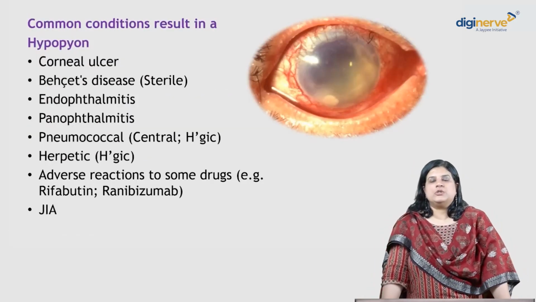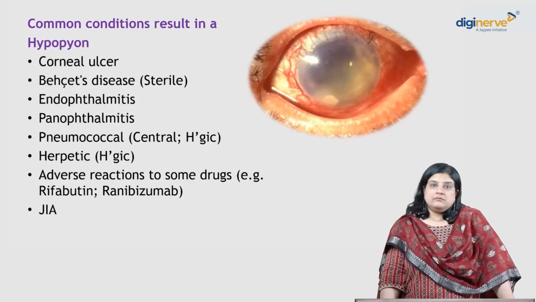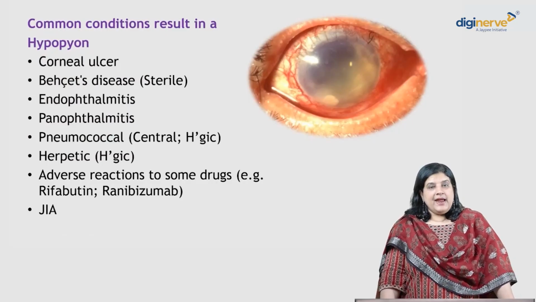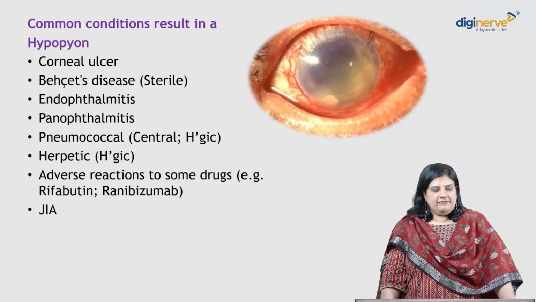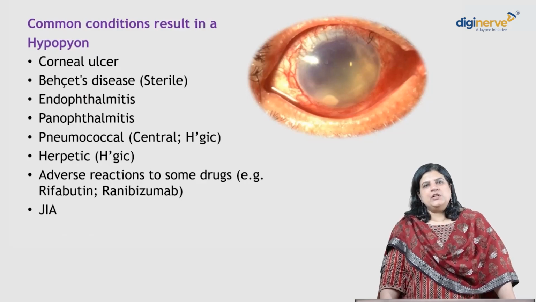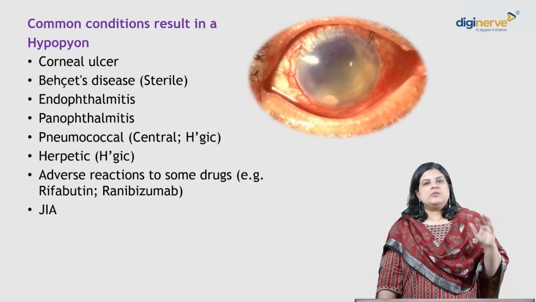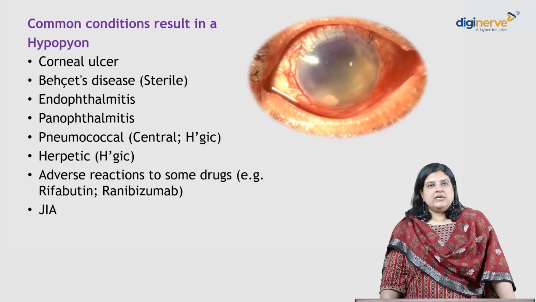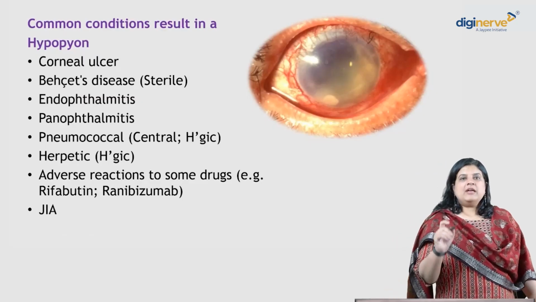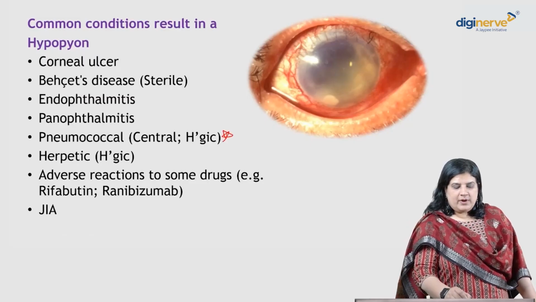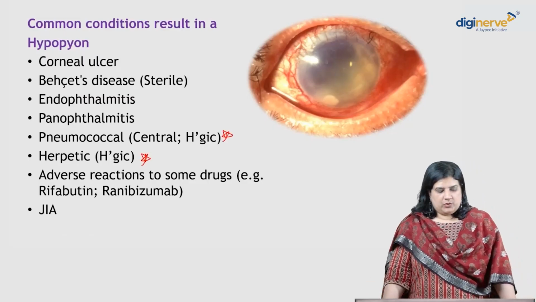The common conditions that result in a hypopyon: definitely corneal ulcer or keratitis, Behçet's disease, in which again it is sterile, endophthalmitis, panophthalmitis, and patients with pneumococcal infections, where the hypopyon is more central and is hemorrhagic. There are RBCs also in the hypopyon, so it may have a pink hue to it. Herpetic is also hemorrhagic. So if we are talking about hemorrhagic hypopyon, remember these two entities, herpes and pneumococcus.